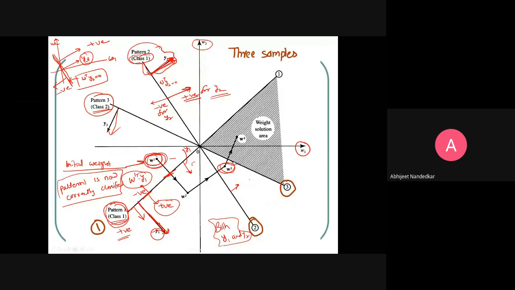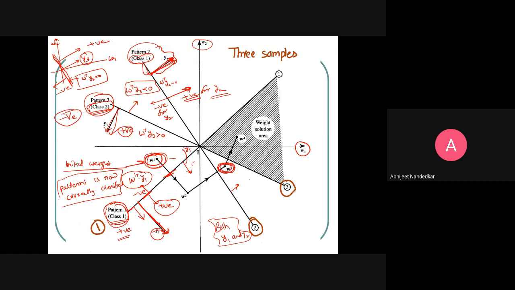You are standing here, and you are now being presented with the third pattern, which is y3. What it is saying is that this is the direction where W transpose y3 is greater than 0, and this direction where W transpose y3 is less than 0.